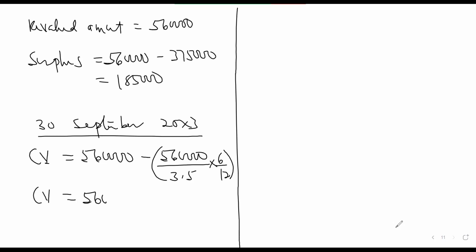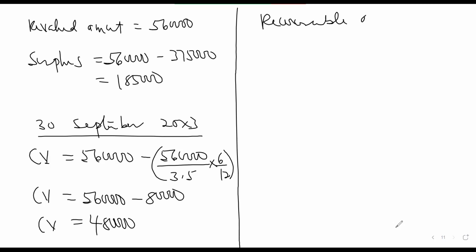So what are you getting over there? 560 minus what? 560 divided by 3.5 times 0.5. I'm getting 80,000. The carrying value is now 480,000. Can someone confirm that? Yeah, 480. Okay. Let's now look at the recoverable amount.